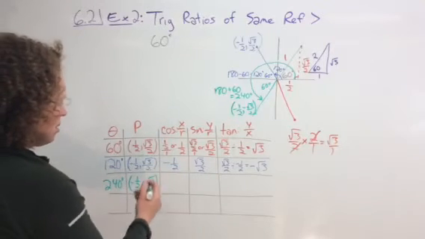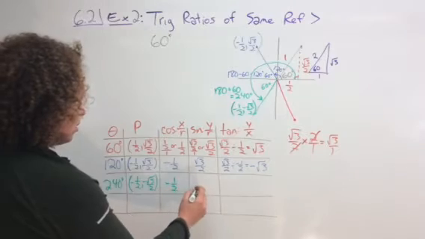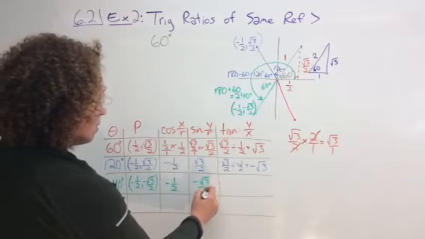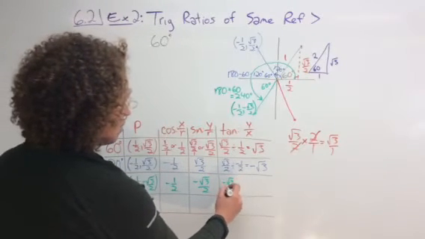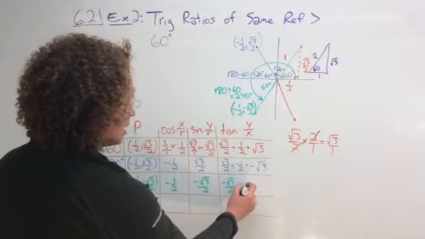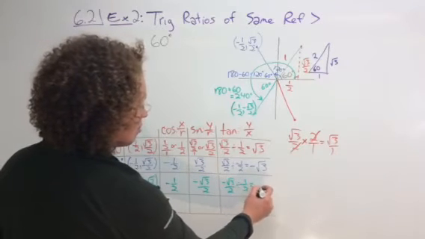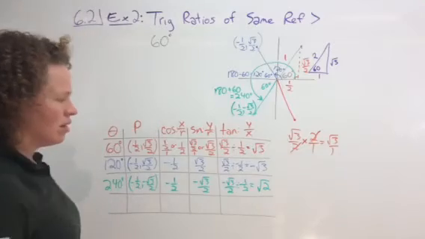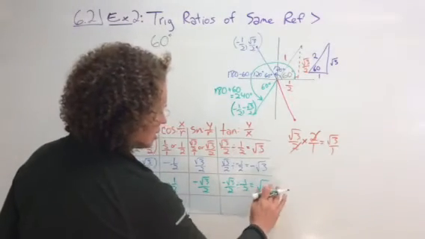And again, these are just my x and y values. And this one is negative root 3 over 2 divided by negative 1/2, which is going to give me a positive root 3.